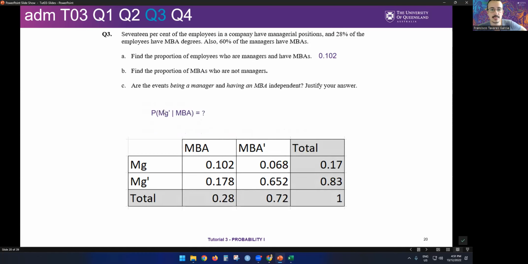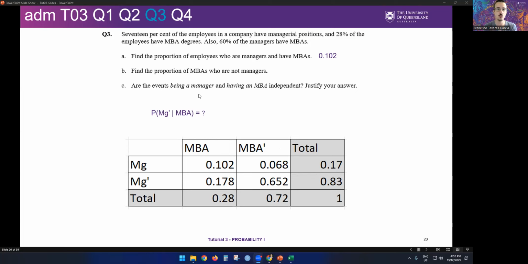So maybe look how this question is put. I put this one here as advice to think about it. Are you guys able to send on a chat, open your mic, or maybe annotate on the screen? Look, the proportion of MBAs who are not managers. Try to see, it's a question put in a different way. And why are we putting the MBA after? So not managers given MBA.